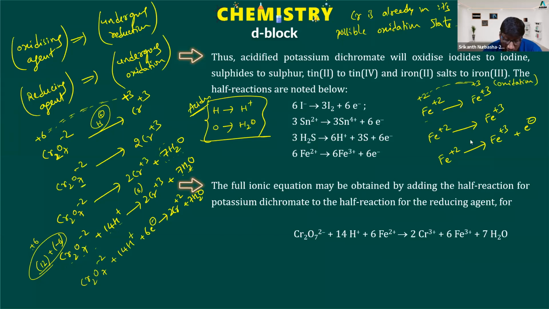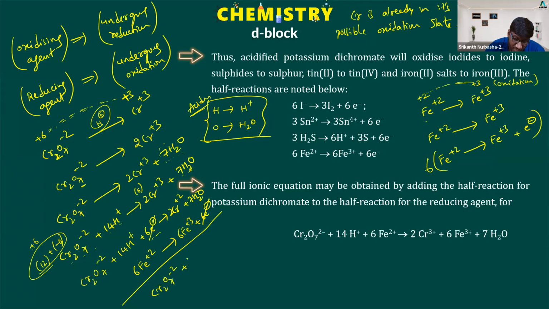Now we have to combine these two equations. How to combine? In the final equation, I should not have any electrons. So I can multiply this equation with 6. Yes or no? So 6 Fe plus 2 converting into 6 Fe plus 3 plus 6 electrons. And now I add these two equations. 6 electrons get cancelled out. Cr2O7 minus 2 plus 14H plus 6 Fe plus 2 converts to 2 Cr plus 3 plus 7 H2O plus 6 Fe plus 3. This is your balanced equation or not?